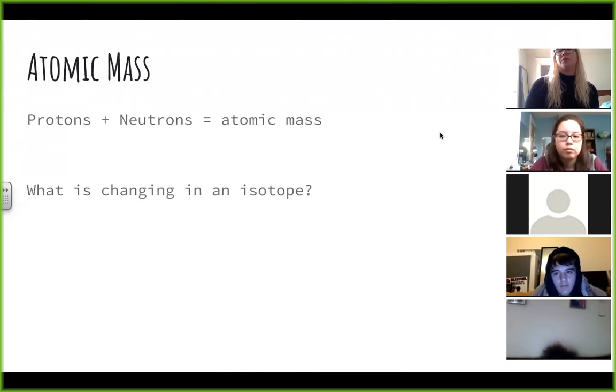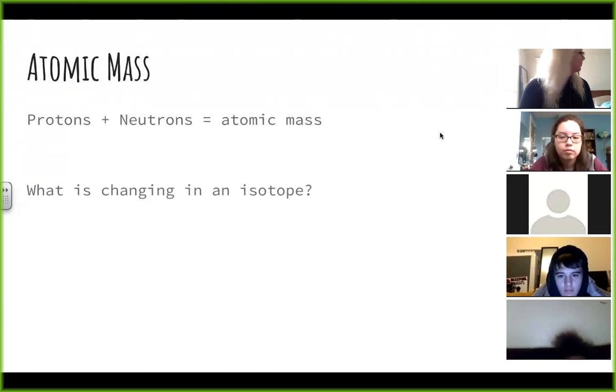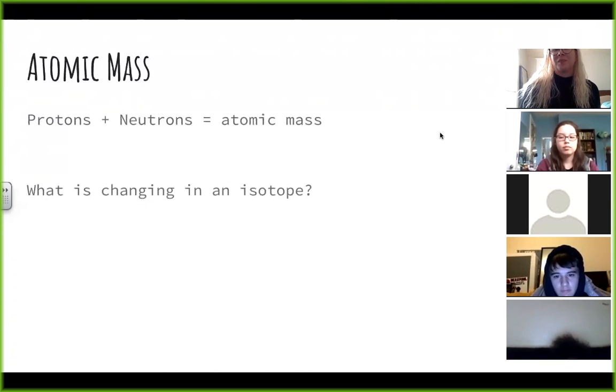Abby says neutrons. If you agree with Abby, could you put a 1 in the chat? Oh, Jonathan says maybe it's both. Anyone else agreeing, disagreeing with Abby?